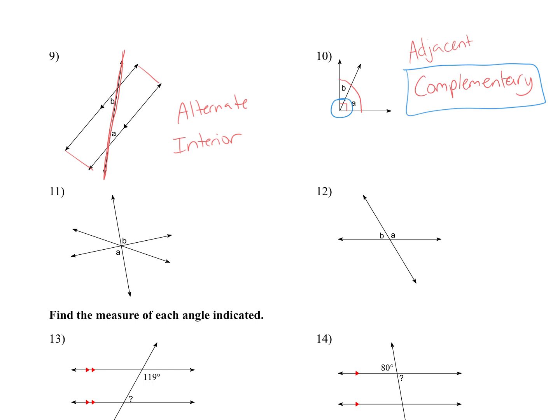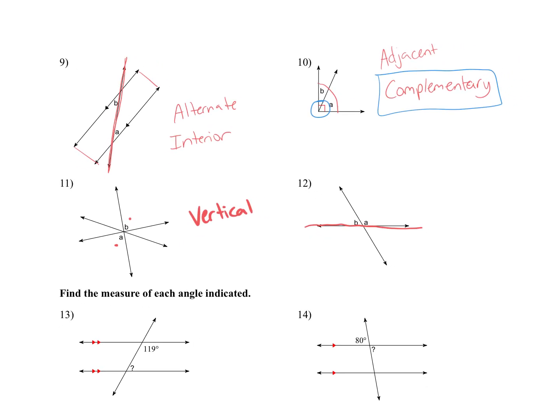Number 11 we should be very familiar with because we use it all the time. What kind of angles are these? Vertical angles. Okay. And then the last one here, we use these ones a lot also. What do we know if they're on a straight line? What do we know about those? They equal 180, so that means they are supplementary angles. Linear pair means the same thing. We were just used to supplementary. Okay, I agree those are also adjacent, but supplementary would be a better option.